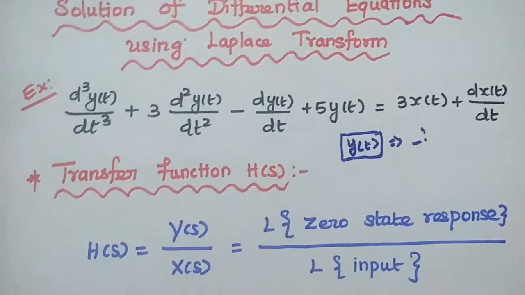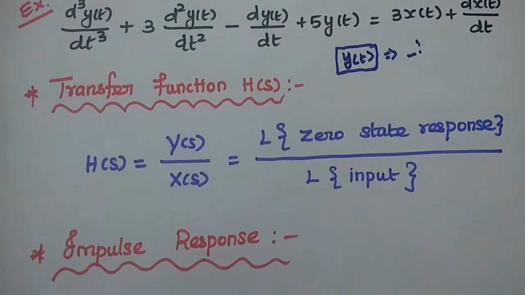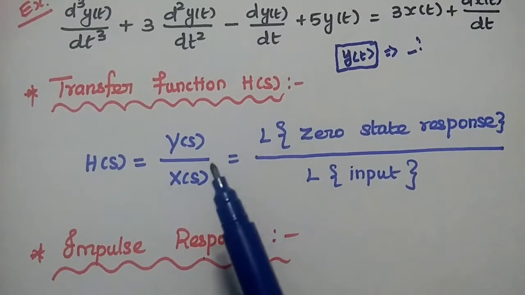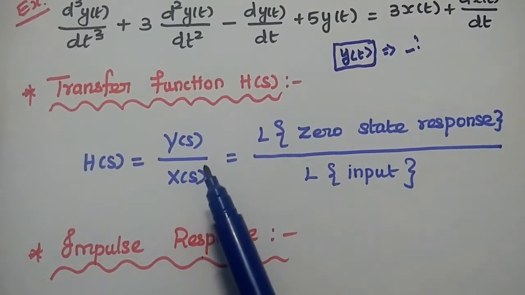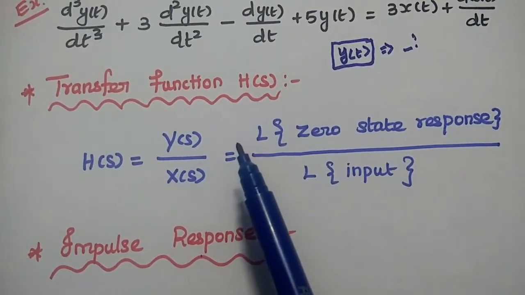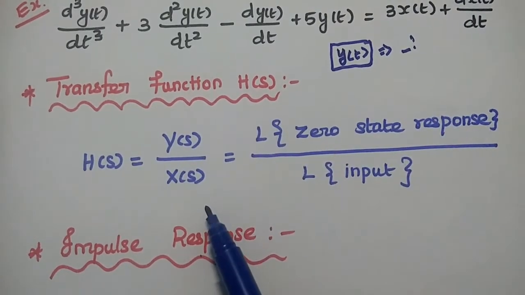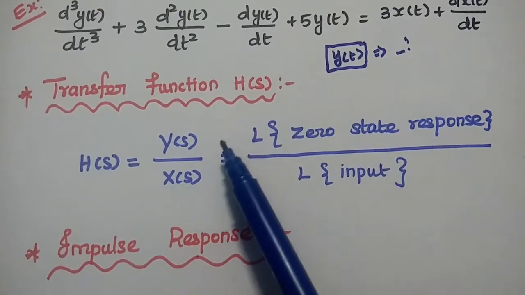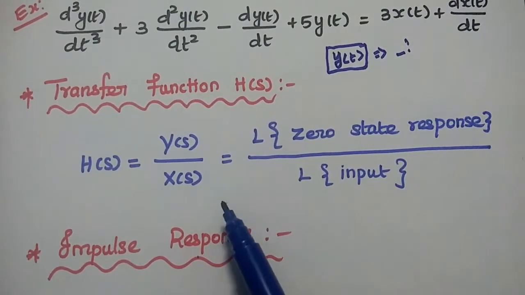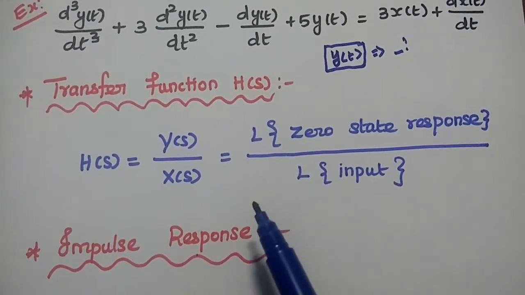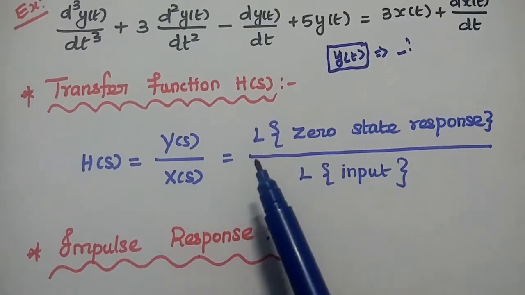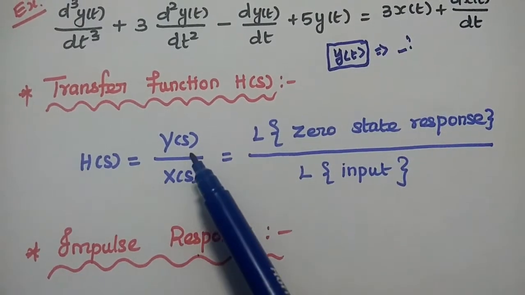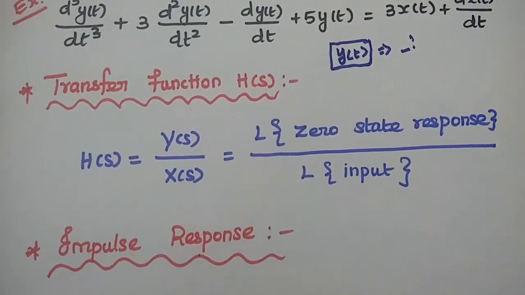Okay. So next, transfer function of the system. The transfer function is denoted as H of s. It is defined as the ratio of the Laplace transform of the output signal to the Laplace transform of the input signal. Here Y of s represents the Laplace transform of the output signal. X of s means what? Laplace transform of the input signal. So transfer function is also called as system function. It relates the output with respect to input signal.